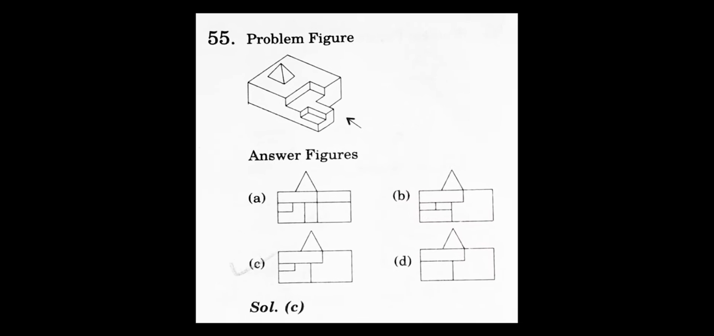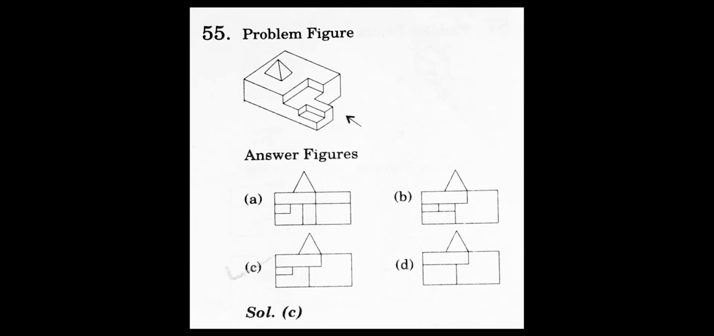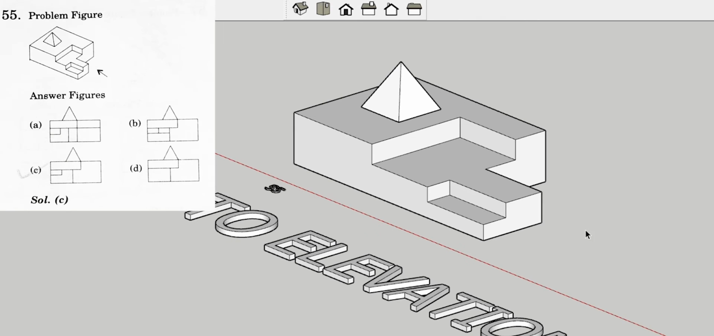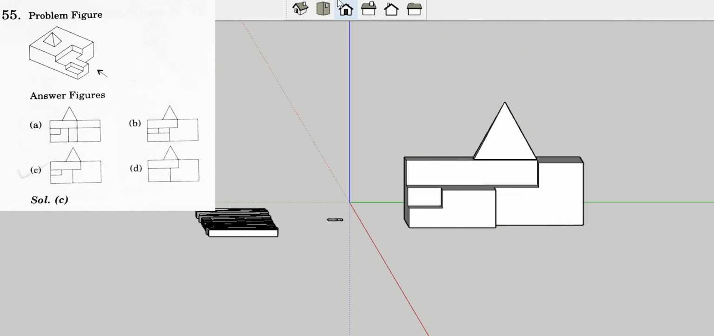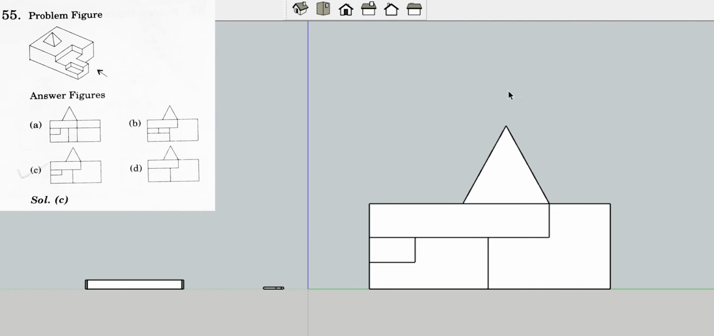The second question that we have to do, and here is the 3D that is given and the elevation is given here. So now we have to find the elevation from this side. Jump to the 3D model. When we look from this side, the elevation would be like this. So this is the elevation that we will get, and from the options given here, C is the correct answer, as this elevation matches with the elevation given in the option.